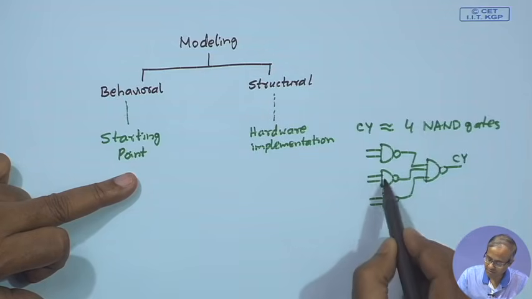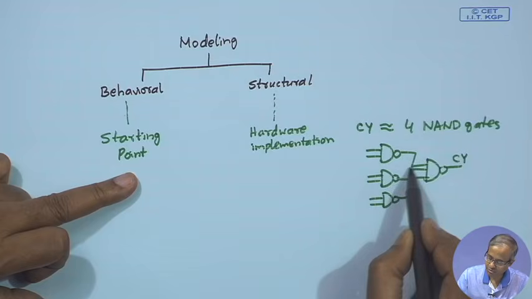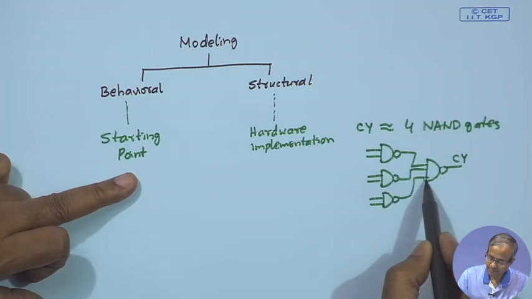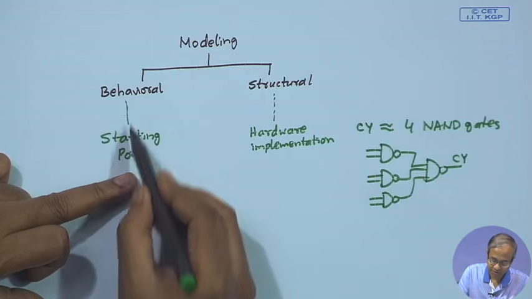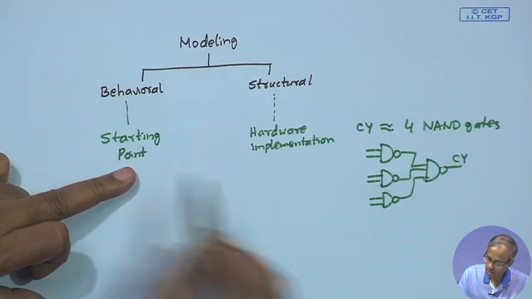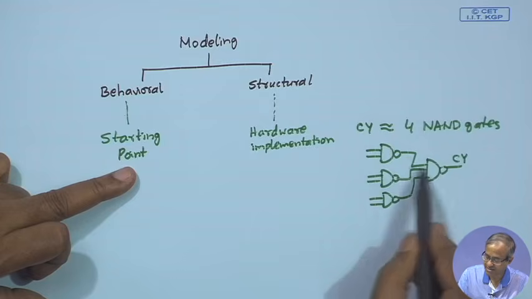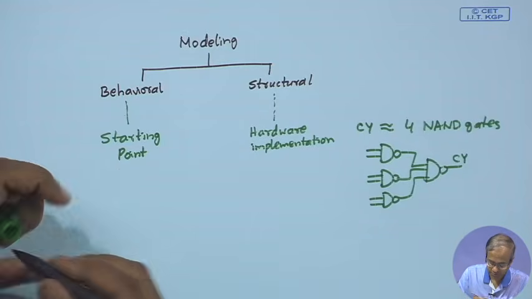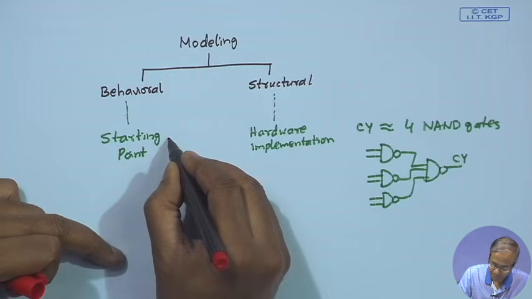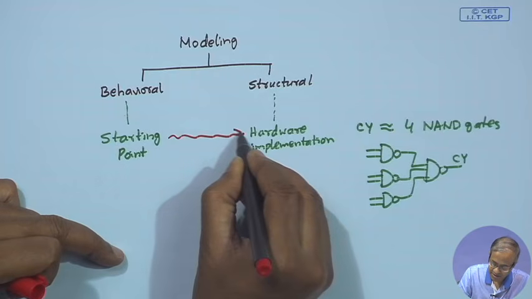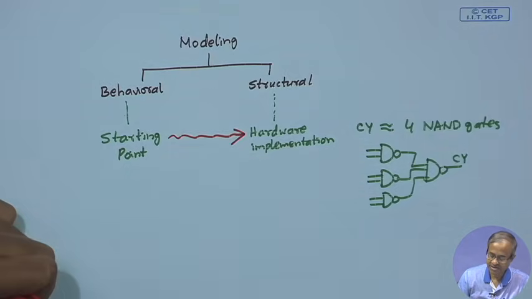You specify some modules and you also tell how they are interconnected. Now, obviously, this is much more detailed. When you are thinking of the behavior, you have not yet thought about these gates and how they are interconnected. So, there will be a process that you will have to go through, that from behavioral to structural you will have to make a translation.